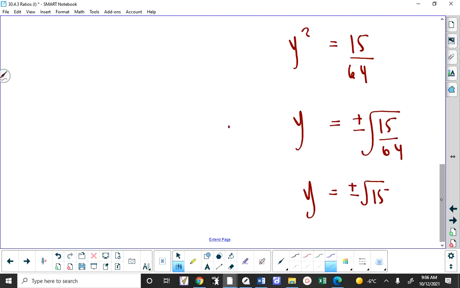You understand what I mean, Ryan? Okay. Because it's irrational. Root 15 is not rational. But 64 is a perfect square, so the square root of 64 is 8. So now you have a decision to make. When we read that, we say plus or minus root 15 over 8. And that literally translates to this.